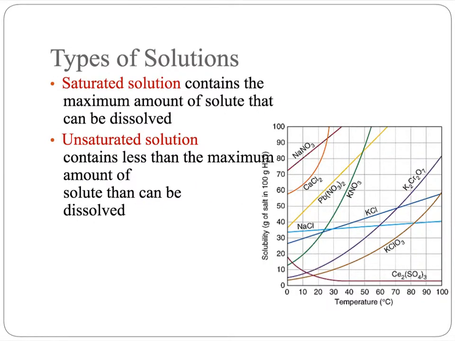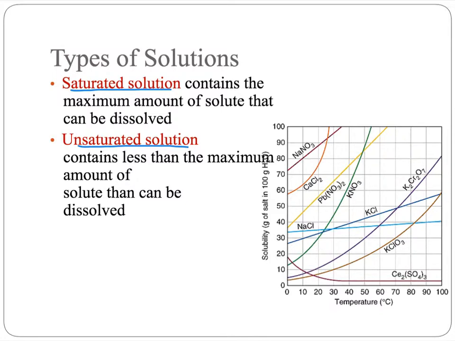The words we use to talk about how much solute is dissolved in a solvent are saturated or unsaturated. A saturated solution contains the maximum amount of solute that can be dissolved, whereas an unsaturated solution contains an amount that is less than the maximum. Most of the time we're working with unsaturated solutions. We are not concerned with having the most solute possible in our solvent. We just need enough of that solute present to undergo whatever reaction we are doing.